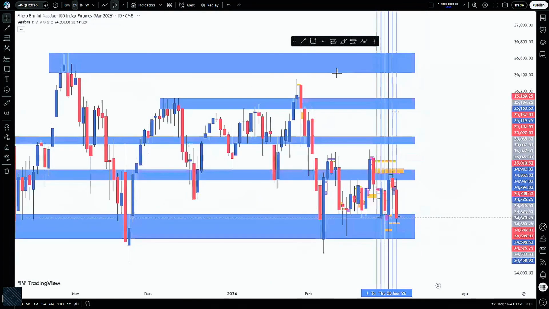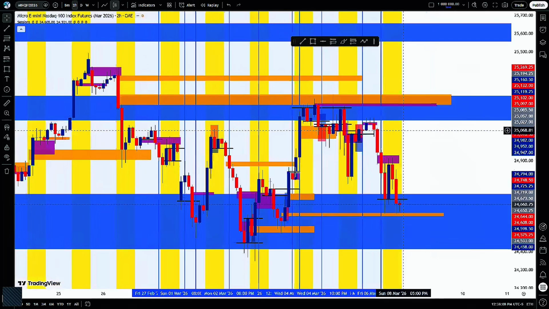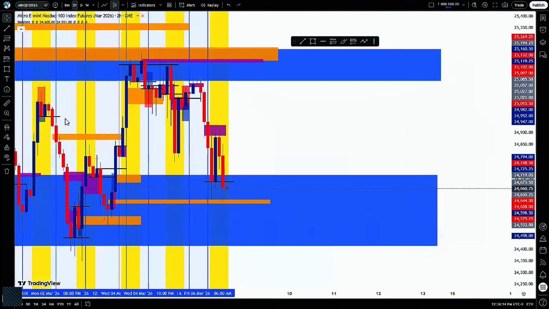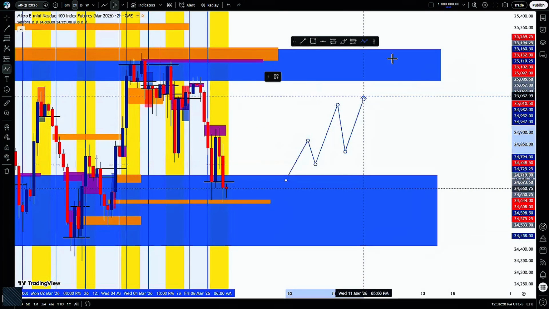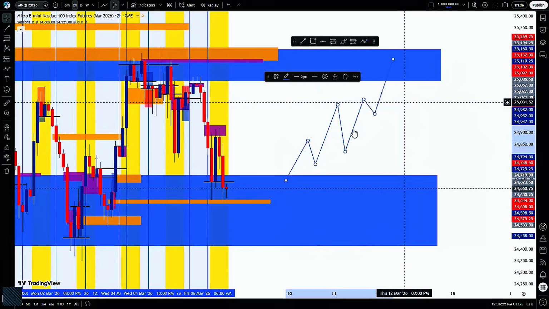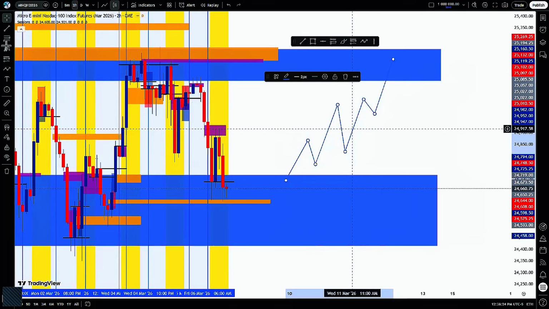And then I go on my 2-hour time frame. That is where we do our market structure. And what is market structure? It is when the market is creating higher highs and higher lows in an uptrend, or lower highs and lower lows in a downtrend.